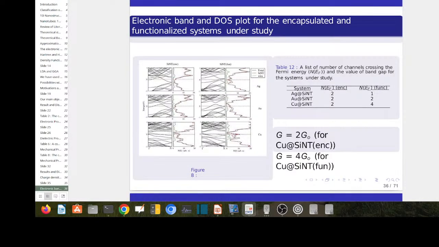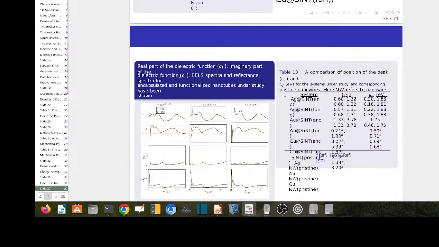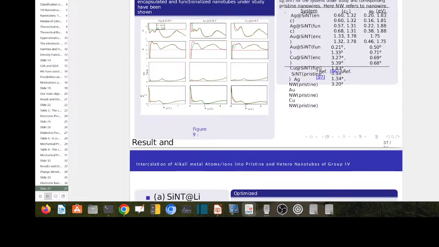These are the band structures. We are observing that the copper with silicon nanotube is having maximum number of bands crossing. Then again a comparison of the peaks, that is optical properties.